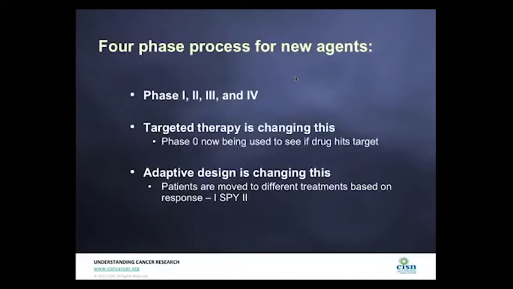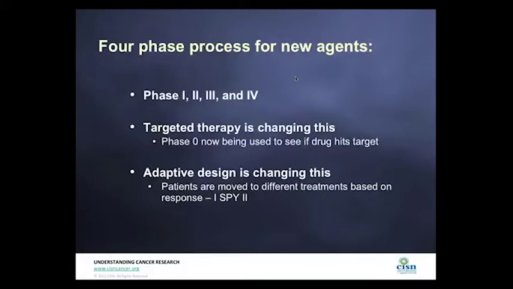So finally somebody figured out, well, gee, why don't we do this phase zero where we image it? We tag something to the new agent. We see if it hits the target that we think it's going to hit. We image it. We take a picture. Oh, yeah, okay, it's hitting there. Then we put it into phase one. So that's what phase zero is. It's just to see if it hits the target.